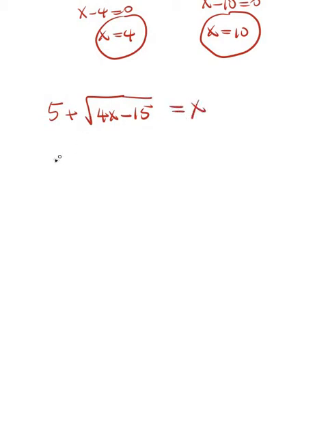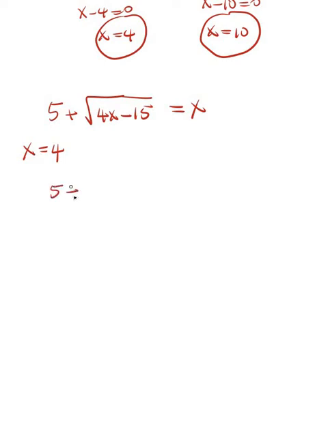So what we're going to do now to verify that these two solutions we got are in fact the real solutions is substitute those 4 and 10 into the equation and see if the equality is being preserved. So let's start first with x equal to 4. We're going to substitute 4 here and here. So basically what we have is this.